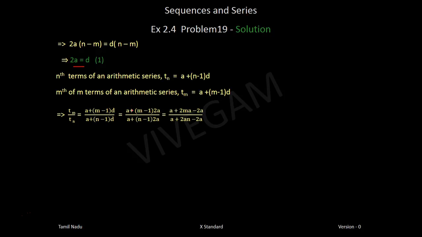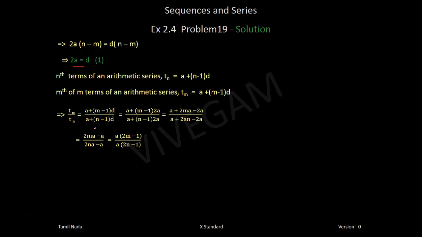Got it? So now expand. So this will be a plus 2ma minus 2a. Right? This will be a plus 2na minus 2a. So then this will become 2ma. A minus 2a is minus a. Similarly, 2na minus a will be in the denominator. And you can see you can take a commonly out. So this becomes 2m minus 1, and here again, if you take a out, you will get 2n minus 1. This a and a will get cancelled.